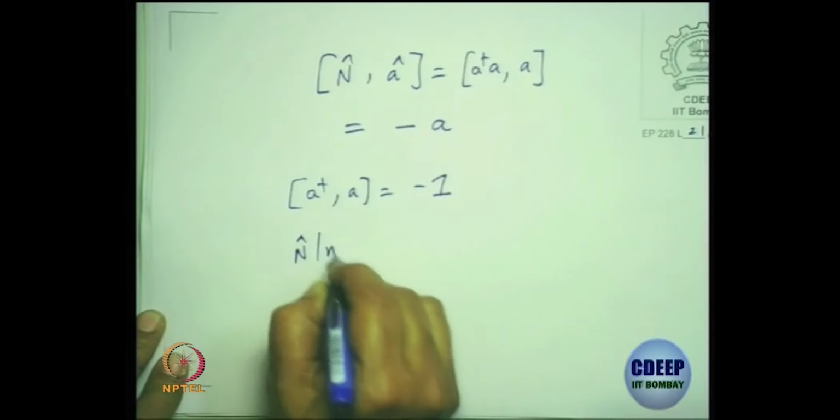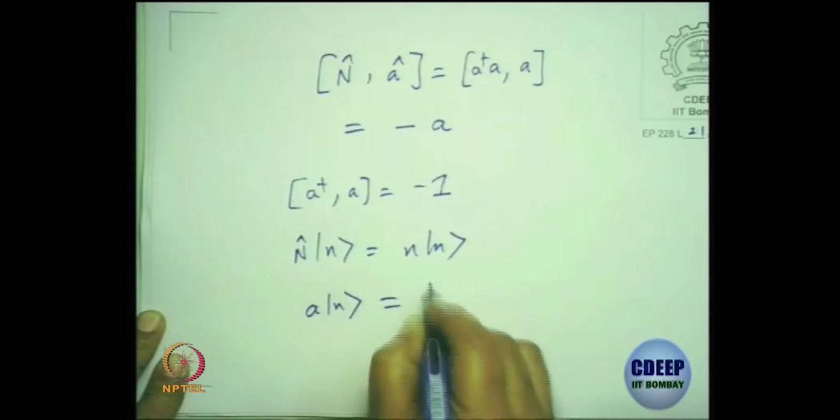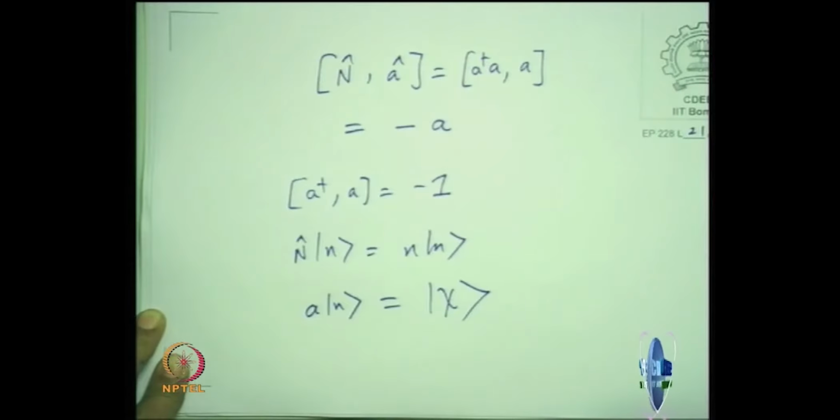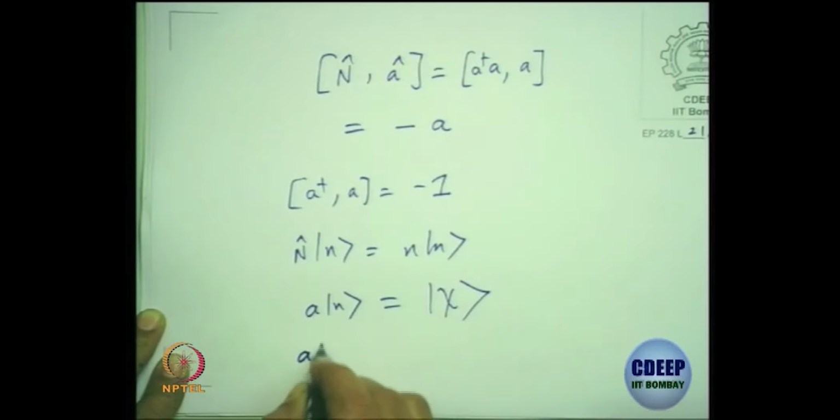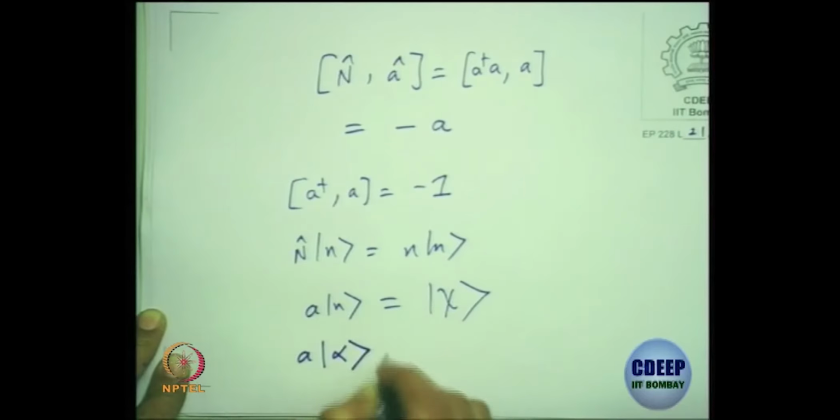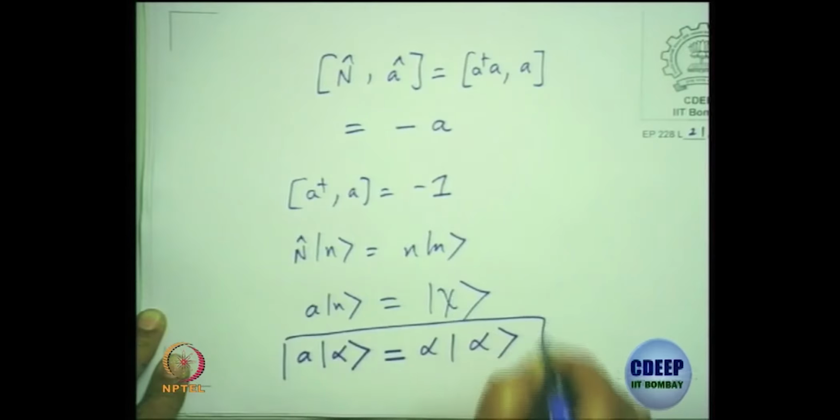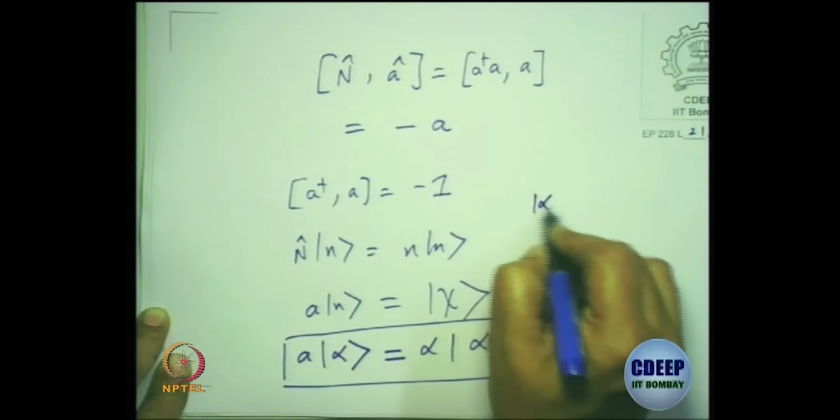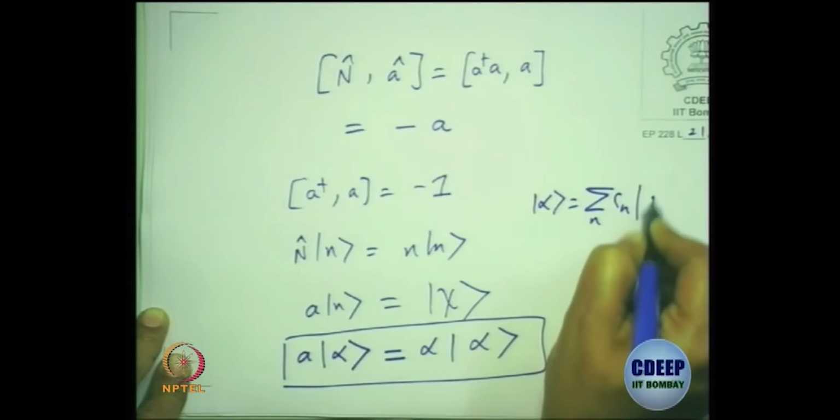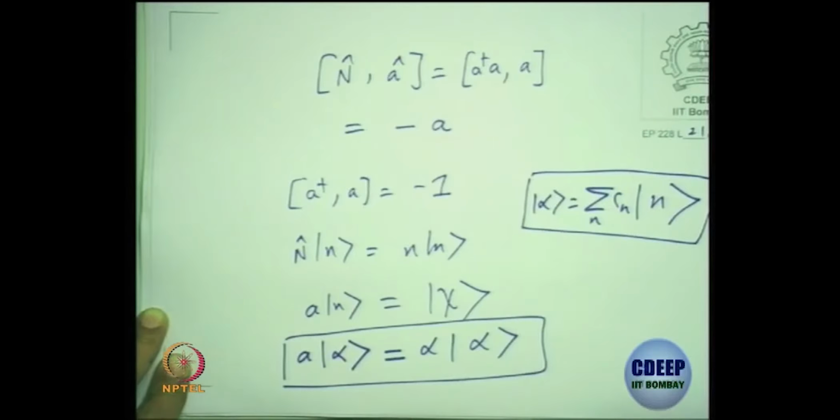So, n hat on n gives n times n, but A on n will give you a new state. It's not a simultaneous eigenstate of the n operator. Most probably, if I can find some state alpha with A on alpha equal to an eigenvalue times alpha, that state is not the same as n, but that state can be rewritten as a superposition of states. I can always write that state as a superposed state.